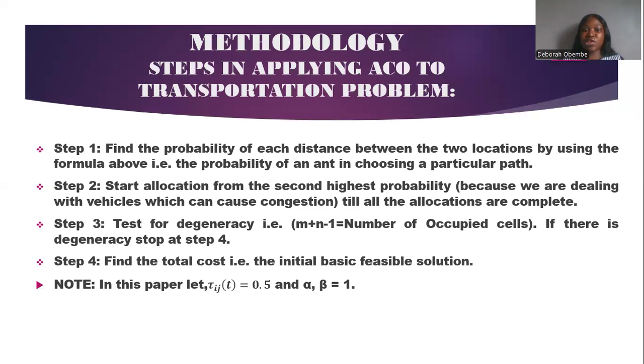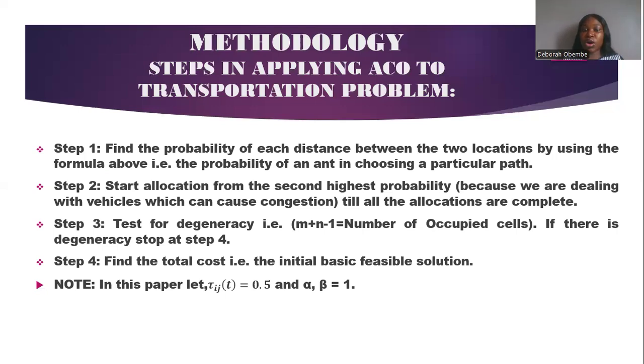Step 3, we test for degeneracy. Degeneracy is when the number of columns plus the number of rows minus 1 is not equal to the number of occupied cells. And if there's degeneracy, you stop at step 4. If there's no degeneracy, you can continue to find the optimal solution. So step 4, we find the total cost.